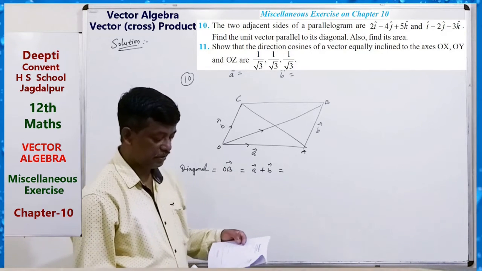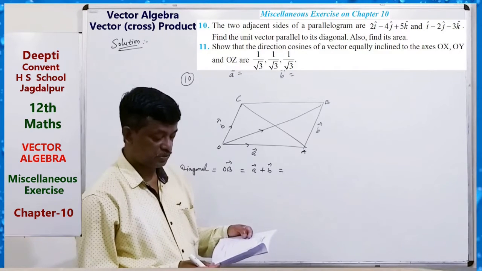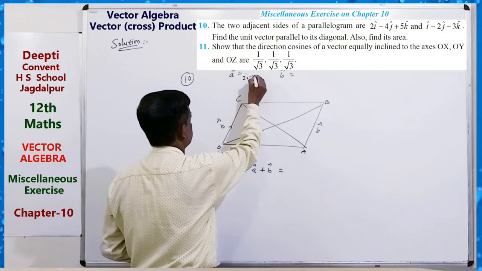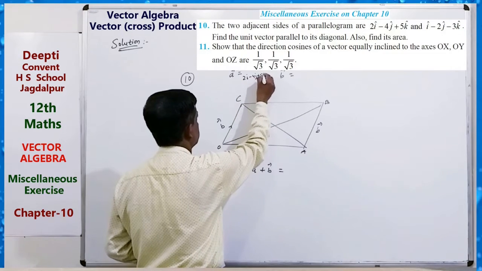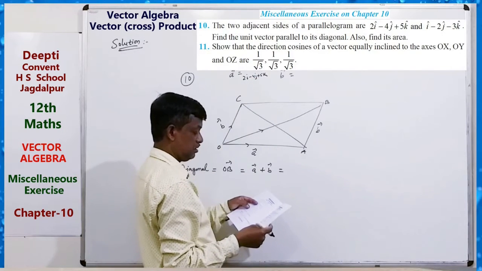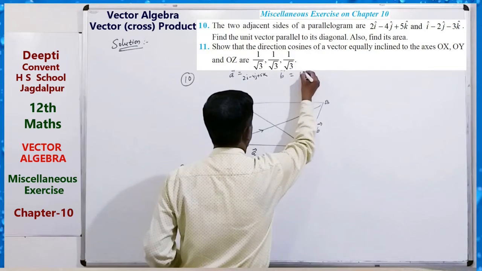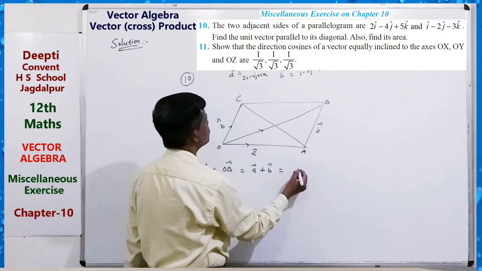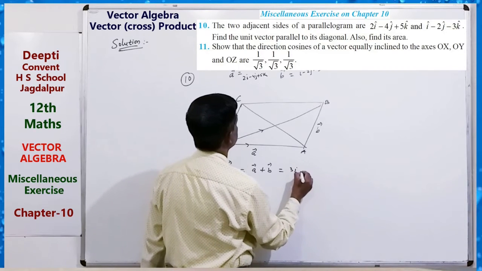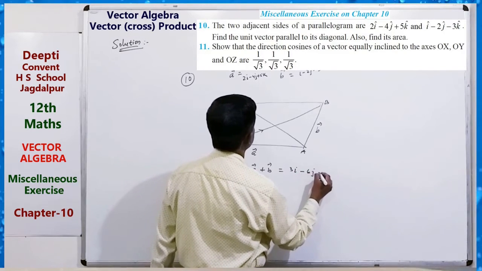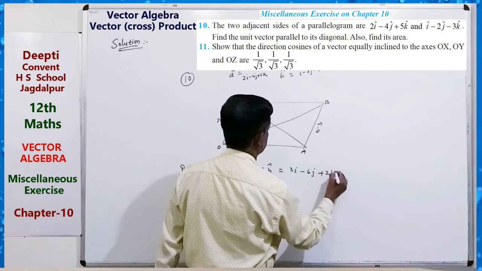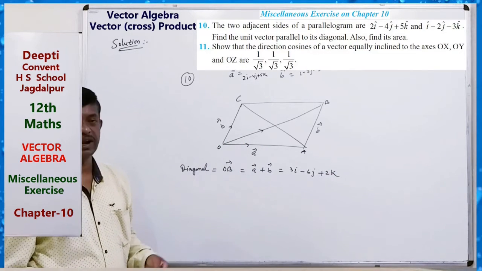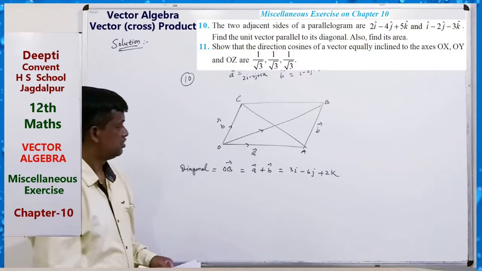So here the given vectors are 2i minus 4j plus 5k, and 1i minus 2j minus 3k. So adding these two, we get 3i minus 6j plus 2k. So this is the diagonal. And the unit vector parallel to this diagonal.